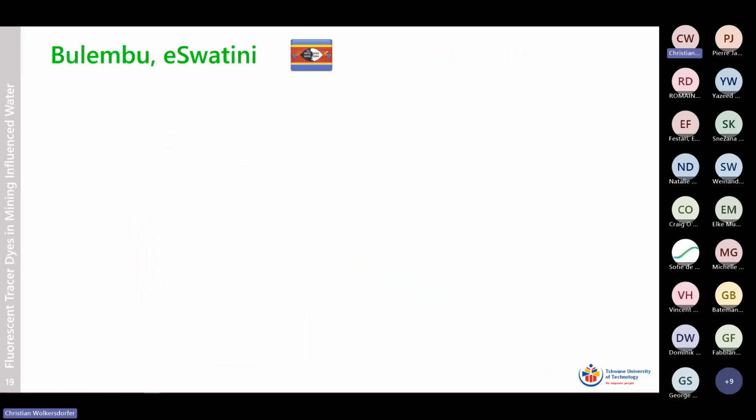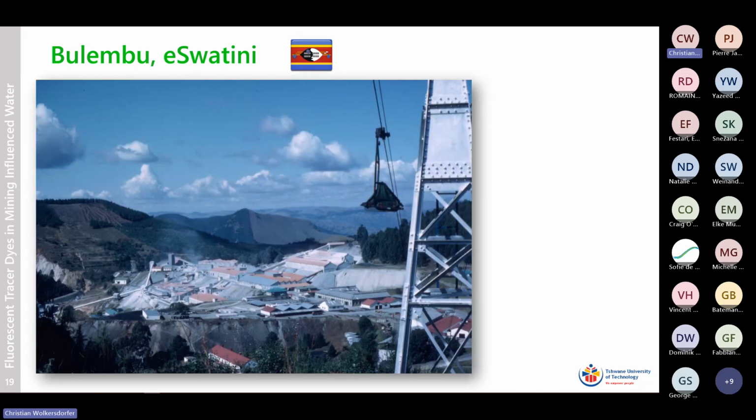Now the last example, that's Bulembo in Eswatini, an abandoned asbestos mine, and that's a photograph from the 1980s. It was the 4th largest asbestos mine in the world. Here you can see the open pit where they started to mine the asbestos, and then they mined underground to a depth of roughly 1,000 meters. And here was the plant where they separated, cleaned, and packed the asbestos.